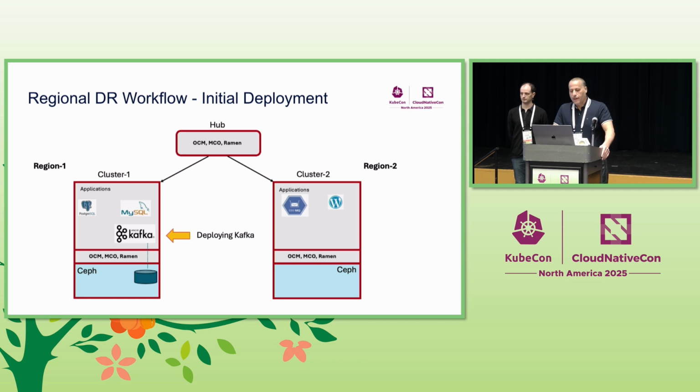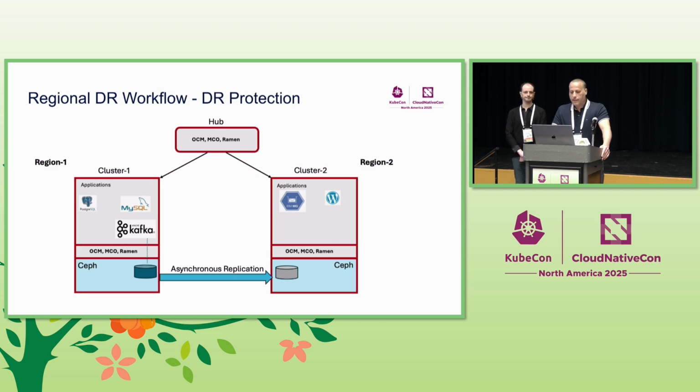Okay. And again, in this diagram, we are showing that there is an initial deployment. We had applications running there, and we are deploying Kafka in this case. In this example, Kafka has been deployed in cluster 1, region 1.